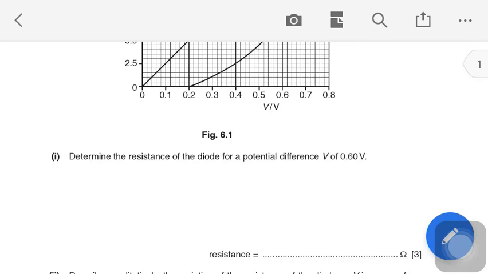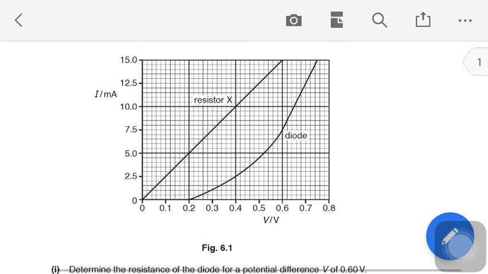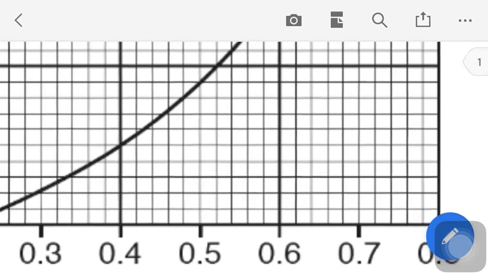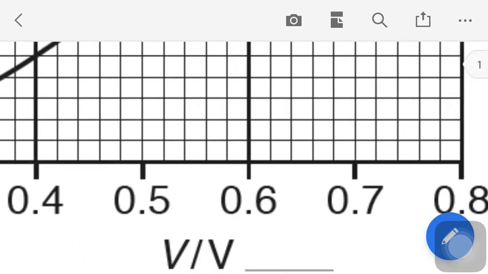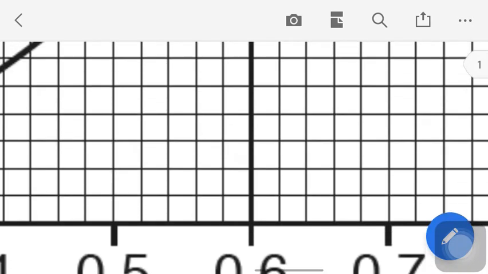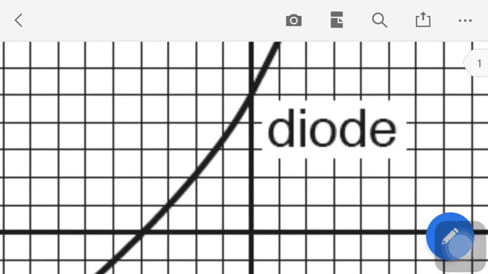Now we know that V is equal to IR. So if you want to find resistance, you need the voltage and the current. The voltage value is given, 0.6. So you need to know the current corresponding to 0.6 volts to find the resistance. And you can use the graph. So you find the 0.6 volts line, this line here, and you find the corresponding current value.